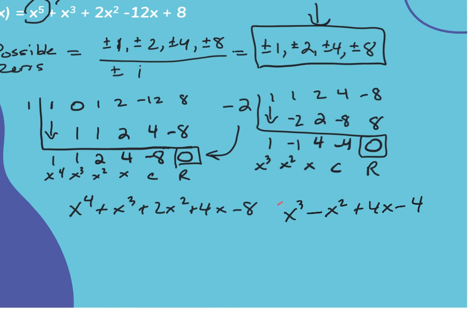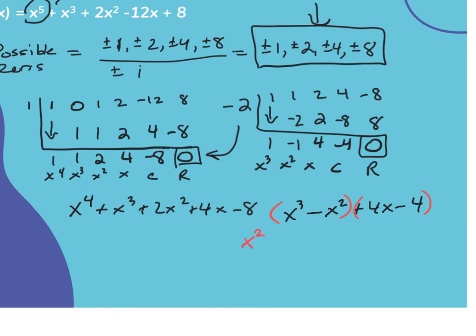So I'm going to group these two. I'm going to group these two. Your goal here is to break down the polynomial into something that can be factored. Usually what we do is get it down to a quadratic. But this time I got it down to a four-term polynomial that I could factor by grouping.